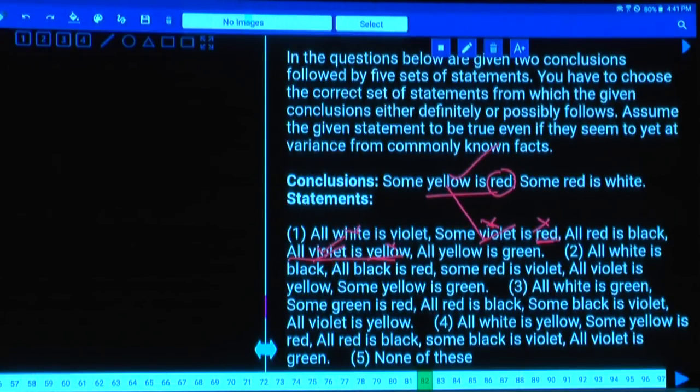Then coming to the next conclusion. What is the next conclusion here? Some red is white. Now we should have a relation between red and white. Red is here, violet is there, and violet should go and white should come. Any statement between violet and white? No. Hence this cannot be taken at all. Isn't it?